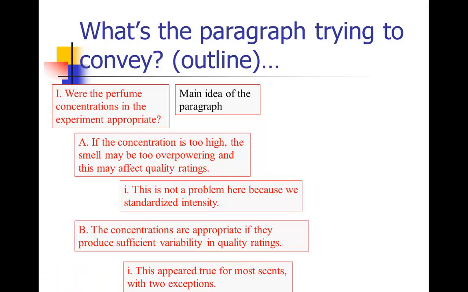And they tell you that that was true for most of the scents in the experiment. They had good variability in the quality ratings, except there were two scents for which that wasn't the case. The one that got the very highest ratings and the one that got the very lowest ratings. Both of those didn't have very much variability. Maybe because everybody really liked them or everybody really hated them. But potentially it could have something to do with the concentrations that they chose. So this is really everything that was going on in that paragraph.